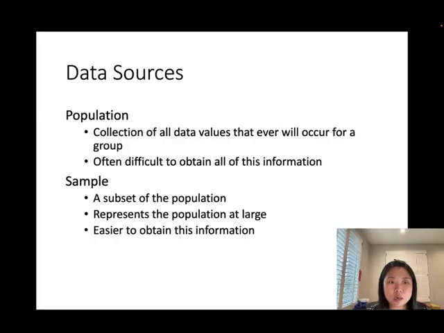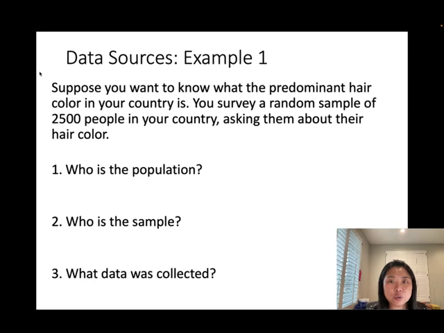So I just talked about the idea for the population and the sample. Let's do the first example. Suppose you want to know what the predominant hair color in your country is. You survey a random sample of 2,500 people in your country, asking them about their hair color. So first, who is the population? Who is the sample? And what data was collected? I want you guys to spend some time to work on it.